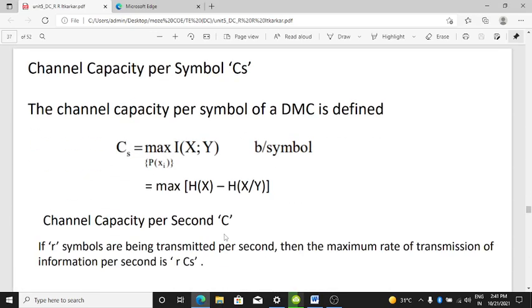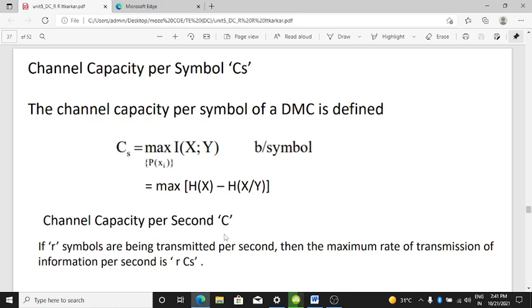Here is the channel capacity per symbol, Cs. The channel capacity per symbol of a DMC is defined as Cs equals max I(X;Y) bits per symbol, that is, max of H(X) minus H(X|Y). This is the channel capacity per symbol in digital communication.